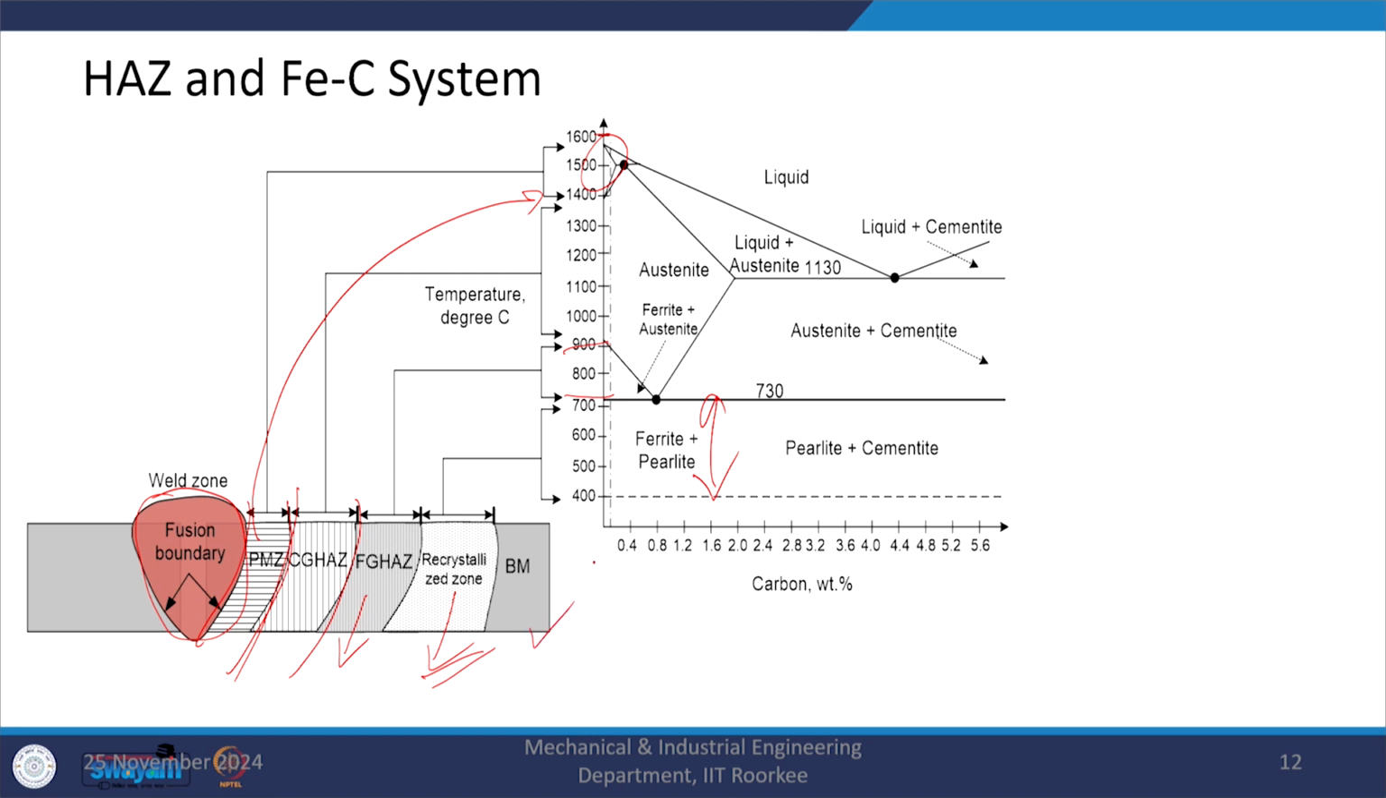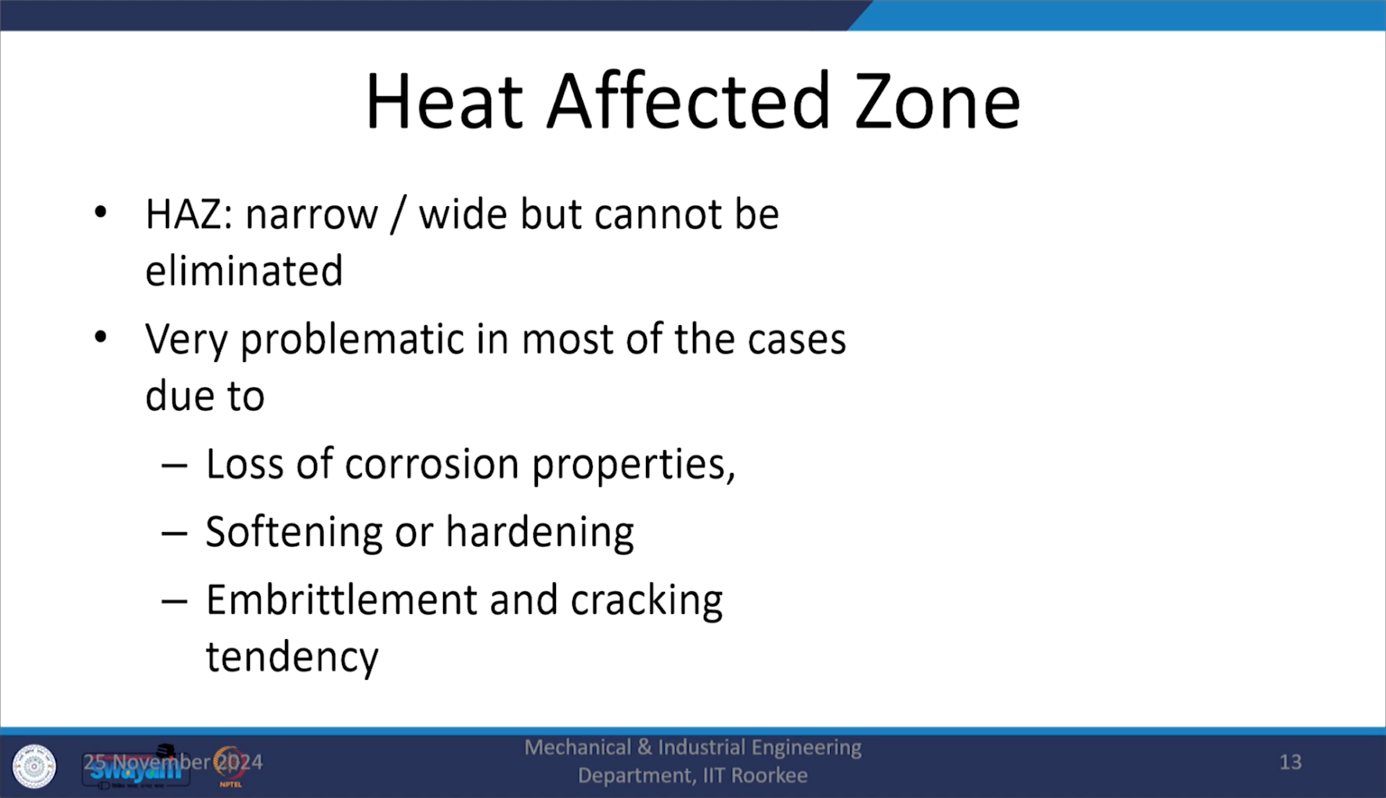So, during welding, the different zones will experience different rises in temperature, and accordingly the different zones will be formed. The heat affected zone is crucial, as I have already said. It should be as narrow as possible, but it can be wide if the heat input is very high. The HAZ can be narrow or wide, but it cannot be eliminated. So, efforts are always made to make it narrow, so that the undesirable effect of heat in the HAZ can be minimized. Most of the time it is problematic.